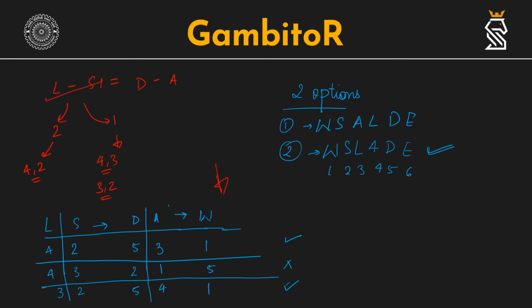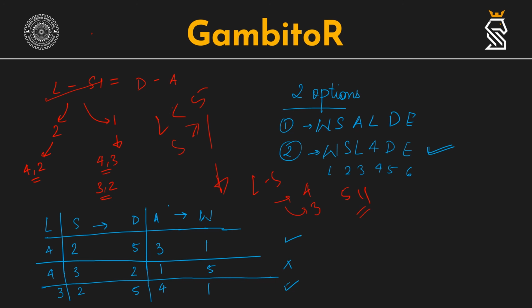That's because L is less than 5 and S is greater than 1. Now this ensures that L minus S cannot be 4 or cannot be 3, because for L minus S to be 4 or 3, either one of L or S or both of L or S has to be either 5 or 1, and this is not possible. So L minus S cannot be 4 or 3.